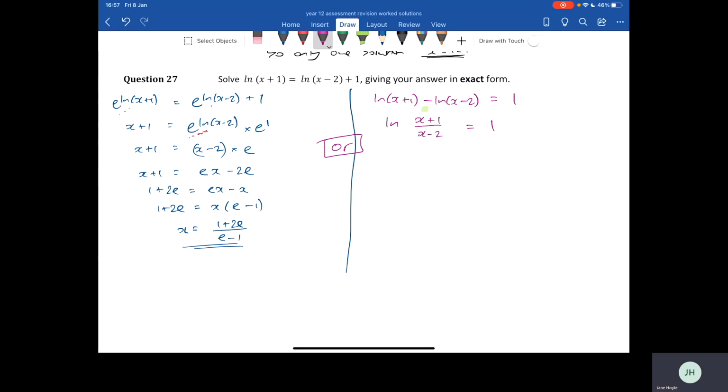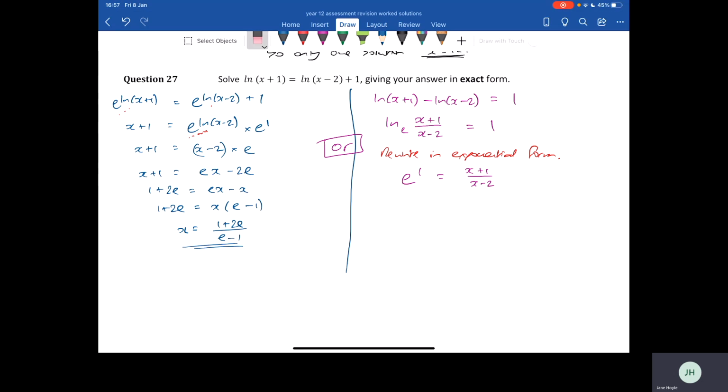Now that I've done that, I can rewrite in exponential form. Because I've got ln, I know I'm looking at base e. So imagine that little e going in there: e to the power of 1 is equal to that answer, (x + 1) over (x − 2).